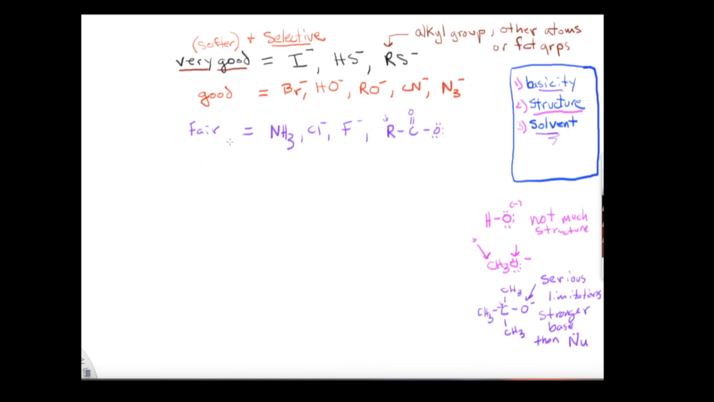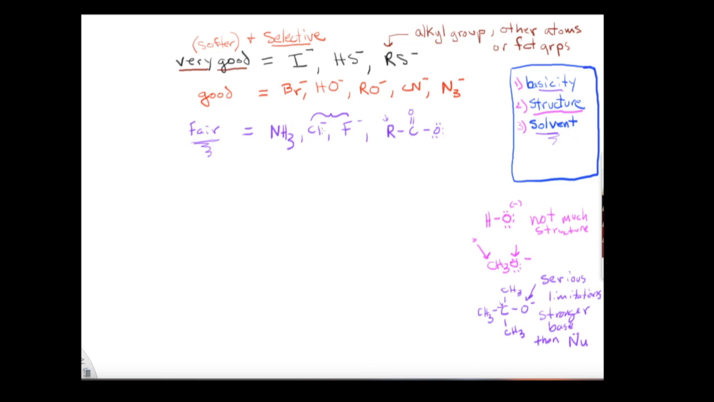Now, the reason why all of these are falling into the fair category at this point is that in this list there are 2 different kinds, maybe I could argue 3 different kinds of nucleophiles here. You've got the atomic ones, that's going to be these 2 here. And both of them are suffering from the fact that they're more electronegative than, say, bromide or iodide. So there's a higher charge density on a smaller atom, which makes these 2 things more basic.